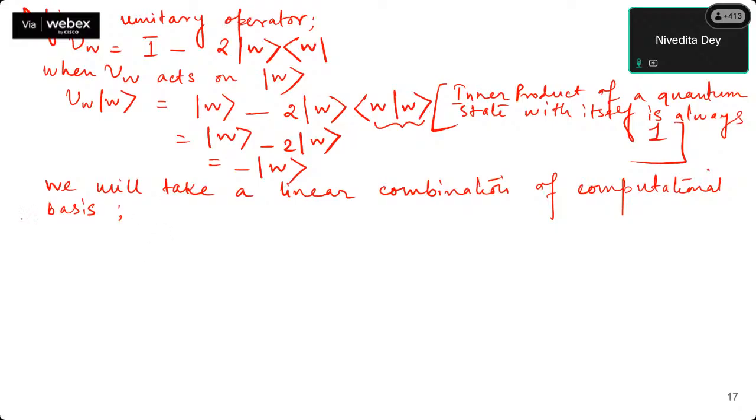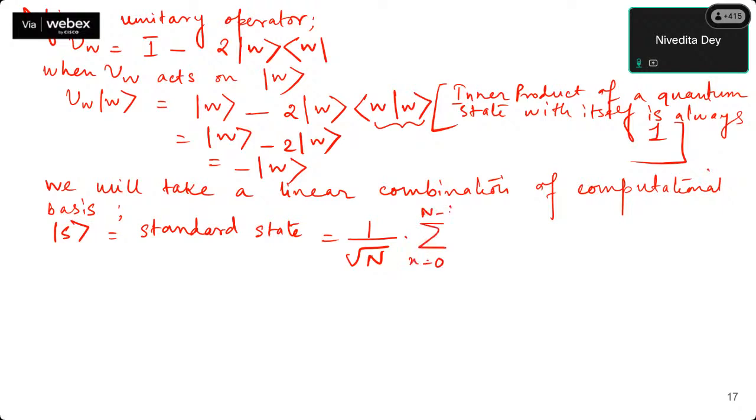say my uniform linear combination is something like my S, or the standard state, let me call it. It will be 1 by root N, sigma x equals 0 to N minus 1. My capital N is equal to 2 to the power n always. So you can write either way, 1 by root over 2 to the power small n, sigma x equals 0 to 2 to the power n minus 1 as well, times ket x.